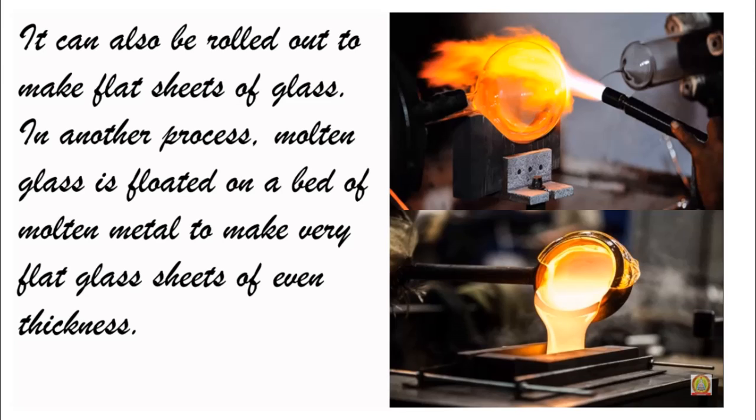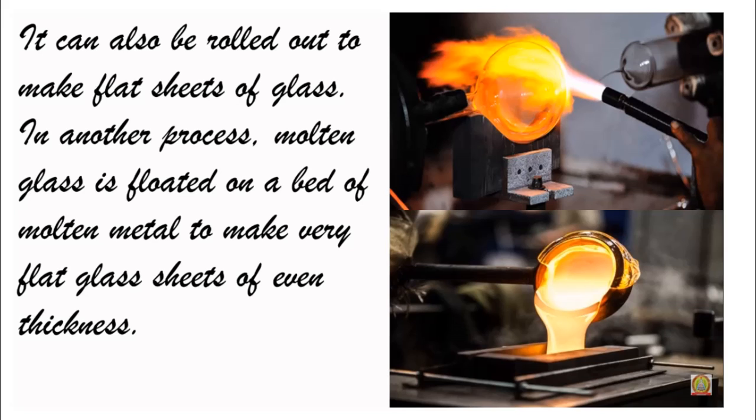And there is also another process in which molten glass, that is, glass in a liquid form, is floated on a bed of molten metal. That is, this liquid glass is poured on the molten metal to make a very flat glass sheet, and the thickness will be even all over, all around it will be the same.